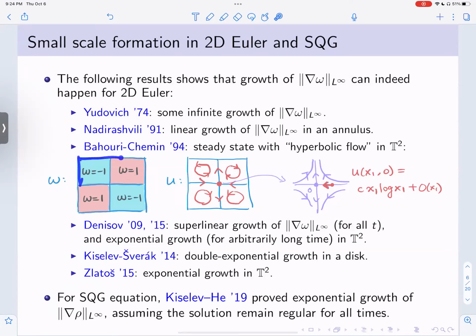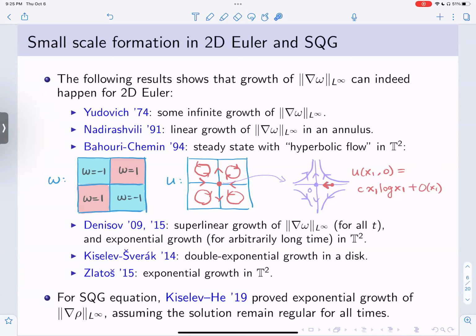And so they consider this part of the domain, but set up in the disk, where they used this kind of idea to obtain double exponential growth, which is known to be the theoretically sharp bound, because for 2D Euler, the gradient of the vorticity can at most grow double exponentially. However, it seems like the boundary is important for the double exponential growth. For the torus, currently the world record remains the result by Zlatoš, where he obtained exponential growth of the gradient of omega for C^{1,alpha} initial data. So these are the results for 2D Euler.